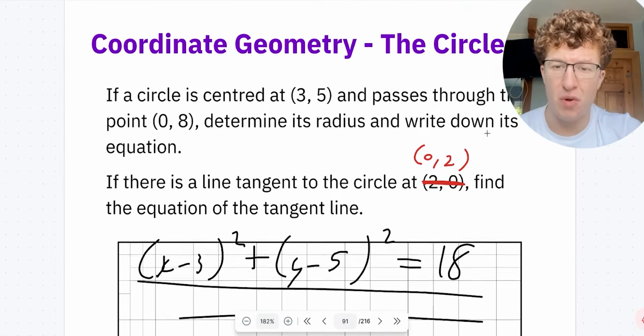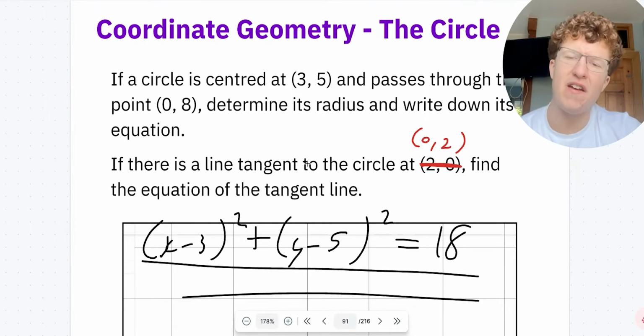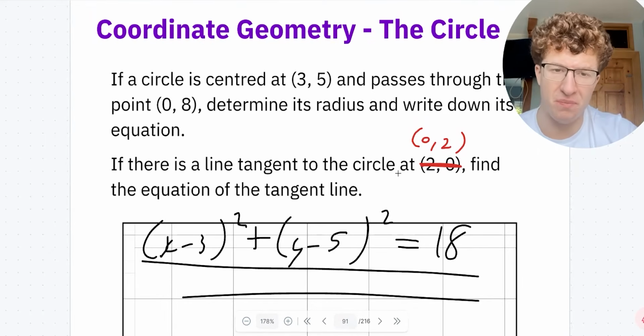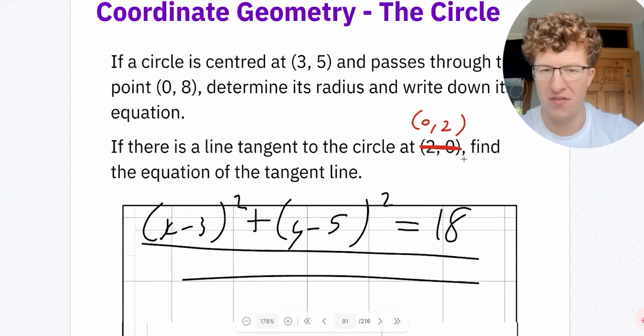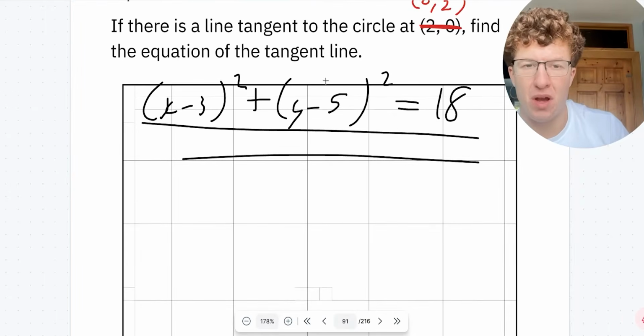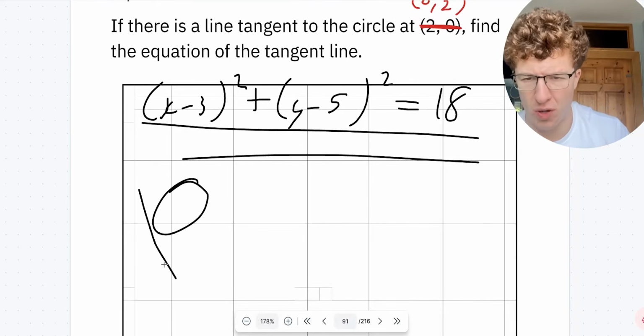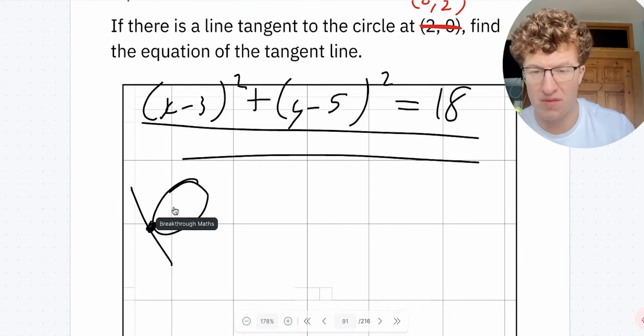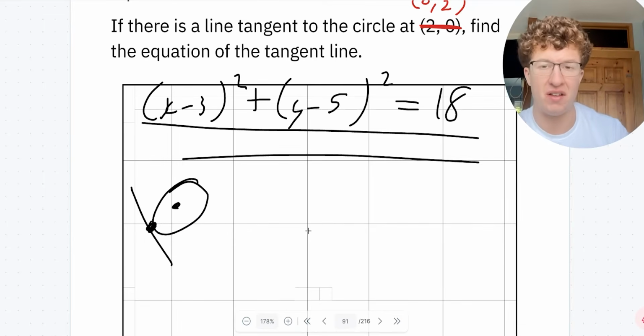Okay, the next part of this question, we want to find, if there is a line tangent to the circle at 0, 2, we want to find its equation. Now, in my one, it's wrong. It should be 0, 2, but your one's going to be fixed, so it doesn't matter. But again, always draw a sketch of what you're working with. It's going to look something like this, probably. And that's going to be the point of intersection there, and that's the center of our circle.